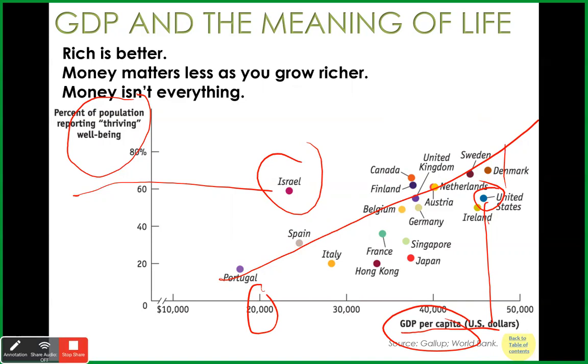There are outliers, but in general, higher per capita GDP means better well-being, right? So that kind of explains why we keep track of real GDP, right?